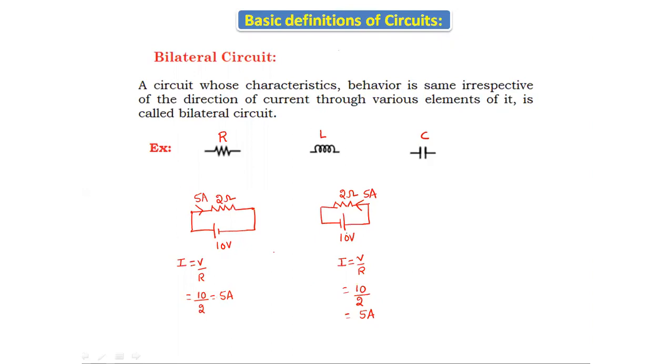This circuit is called a bilateral circuit. In a bilateral circuit, if you interchange the terminals, there is no change in the magnitude or the value, only the direction is changing. These resistor, inductor, and capacitors are called bilateral elements. Okay, this is about the bilateral elements.